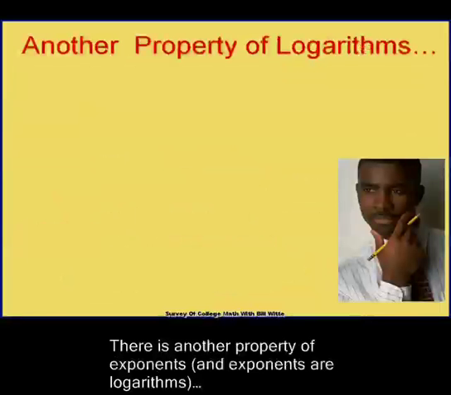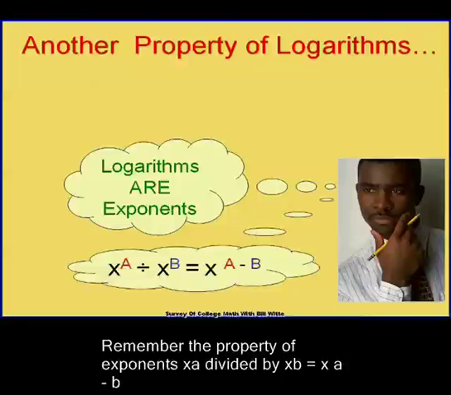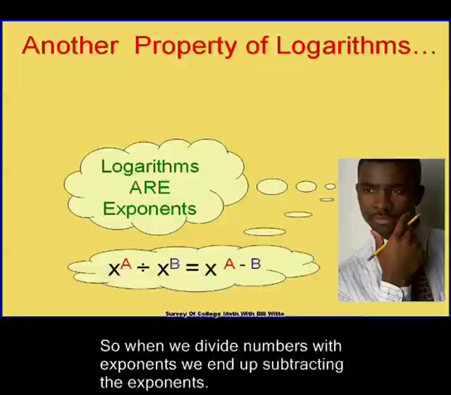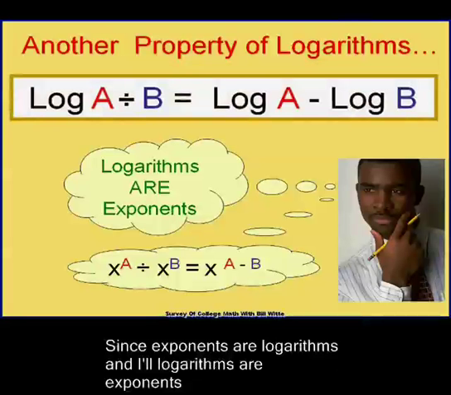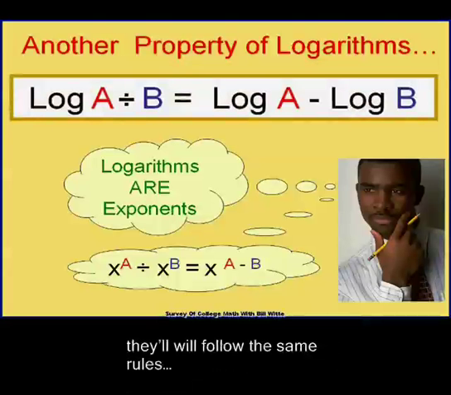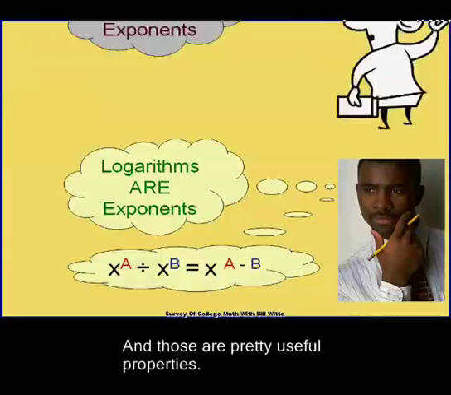There's another property of exponents, and exponents are logarithms. Remember the property of exponents, x to the a divided by x to the b is x to the a minus b. When we divide numbers with exponents, we end up subtracting the exponents. Since exponents are logarithms and logarithms are exponents, they'll follow the same rules. The logarithm of a divided by b, you can subtract the logs. The log of a minus the log of b.